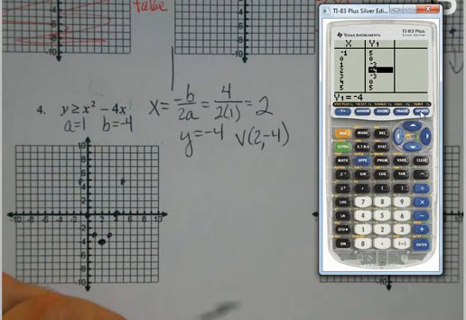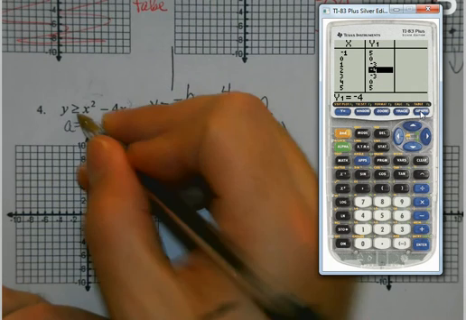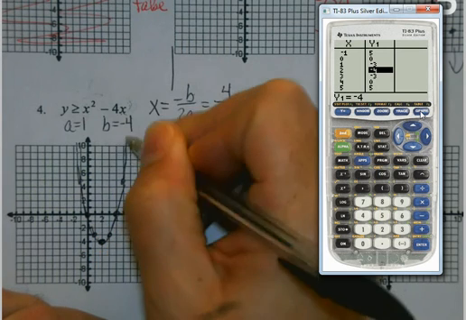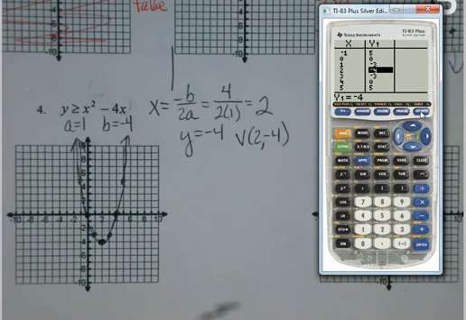Okay, so I get my dots plotted from my chart. What type of line am I going to connect the dots with? Solid, because it's or equal to. Get that guy drawn in.